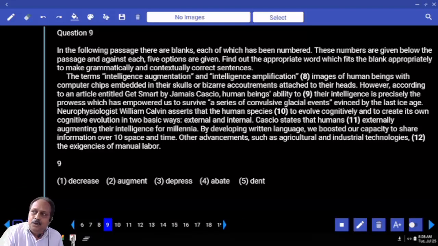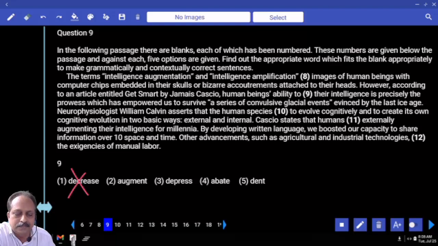Decrease. Generally, in human intelligence, we always try to increase or decrease. We want to become better. Based on that, you cannot consider a negative word, so strike off decrease. Hold augment. Augment already has the meaning written: make something larger or greater by adding something to it. But one simple word: increase. Hold the second option. And depress is a negative word. Abate is a negative word.